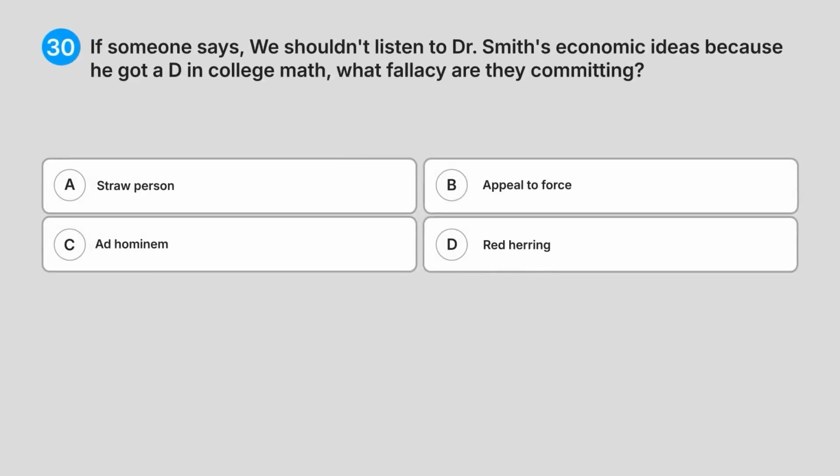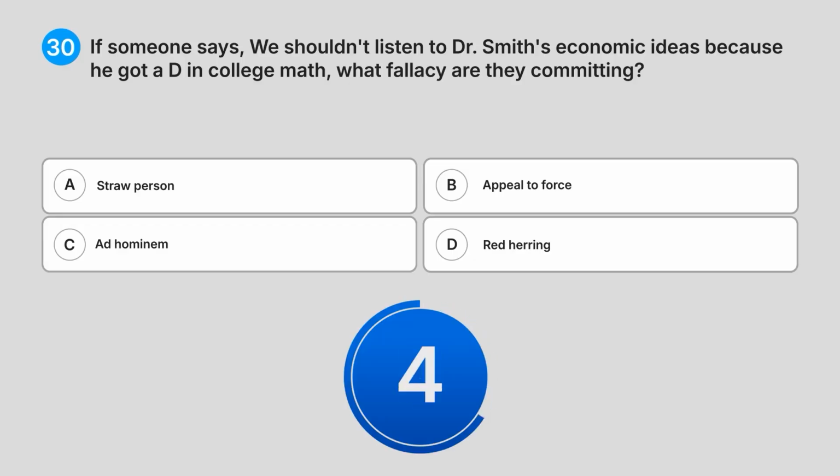30. If someone says we shouldn't listen to Dr. Smith's economic ideas because he got a D in college math, what fallacy are they committing? A. Straw person. B. Appeal to force. C. Ad hominem. D. Red herring. Can you guess the answer?